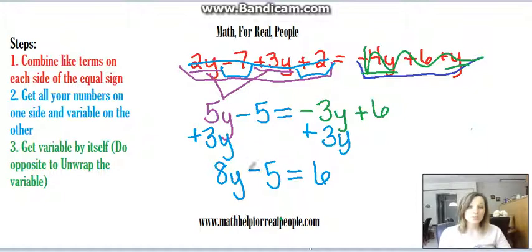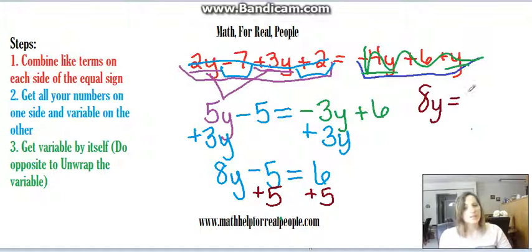So now you're in your two-step equation, you unwrap your variable. So on the side of the variable, what can you get rid of first? Yeah, the 5. Do the opposite. Add 5 to both sides. You're going to be left with 8y equals 11. And your final step is to get that y by itself. It's being multiplied, so you divide.